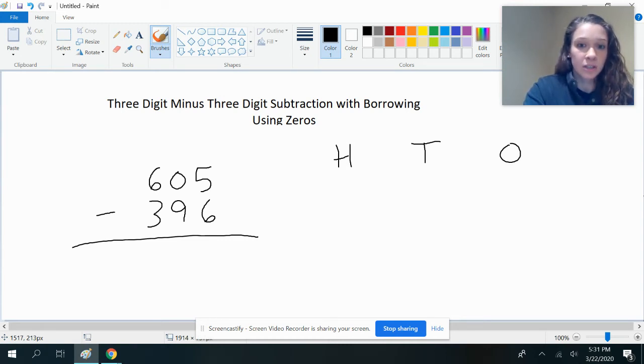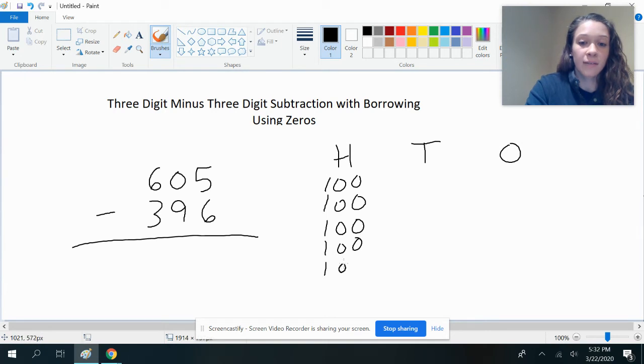I have 6 hundreds because there's a 6 in the hundreds place. So 1, 2, 3, 4, 5, 6. I have no tens because there's a 0 in the tens place. And I have 5 ones since there's a 5 in the ones place. So 1, 2, 3, 4, 5.